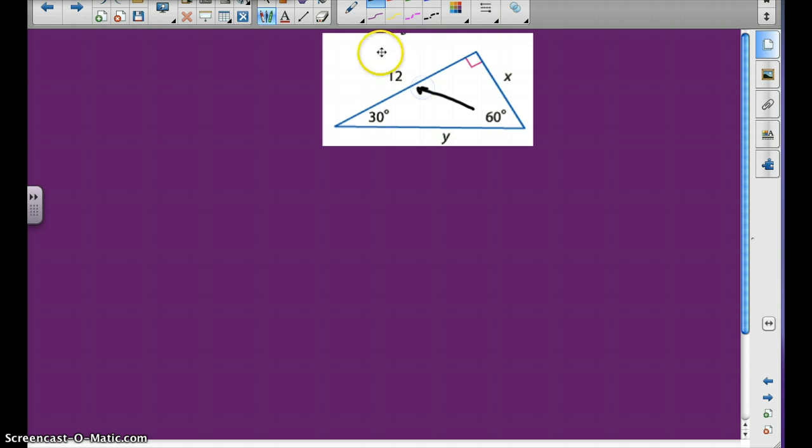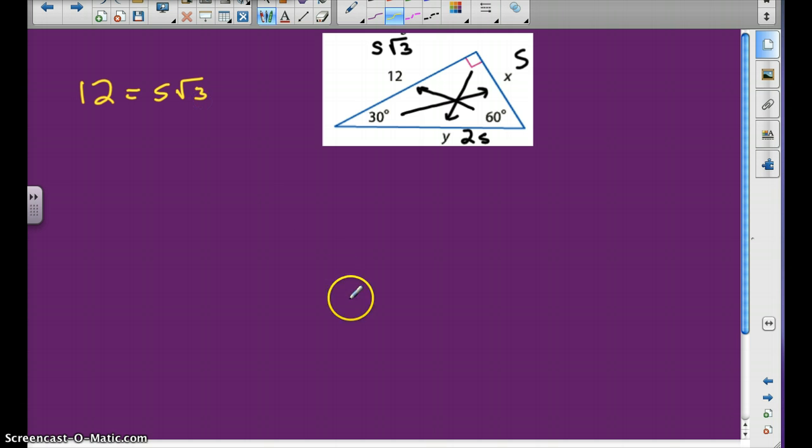Across from the 60, remember that's s square roots of 3. Across from the 30 is s, and across from the 90 is 2s. So let's go ahead and set this up. So we know 12 is equal to s square roots of 3. Go ahead and see if you can find out what s is. See if you can do it on your own. Go ahead and pause the video and try it.